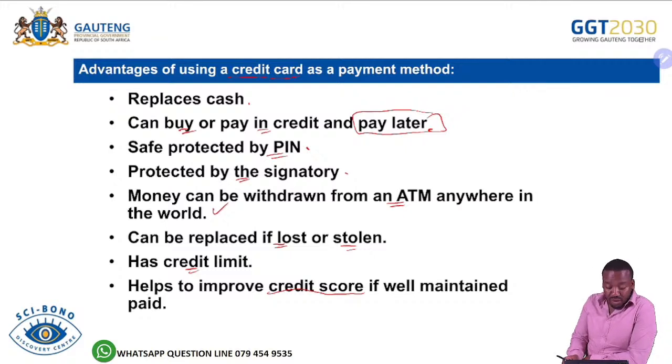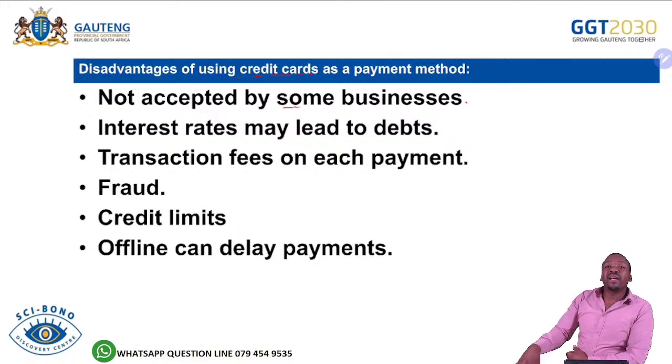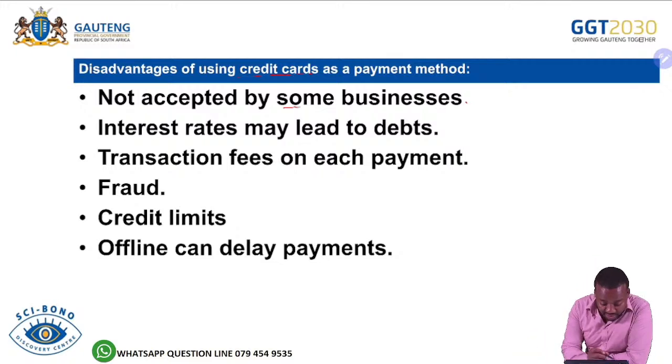After advantages, obviously we need to look at the disadvantages of using a credit card. Number one, it is not accepted by some of the businesses. So immediately when you enter a business by the door, you will see some will say credit cards are not accepted here due to fraud of the signatures and so on. So it is not accepted by some businesses, and we are saying because of interest rates, right?